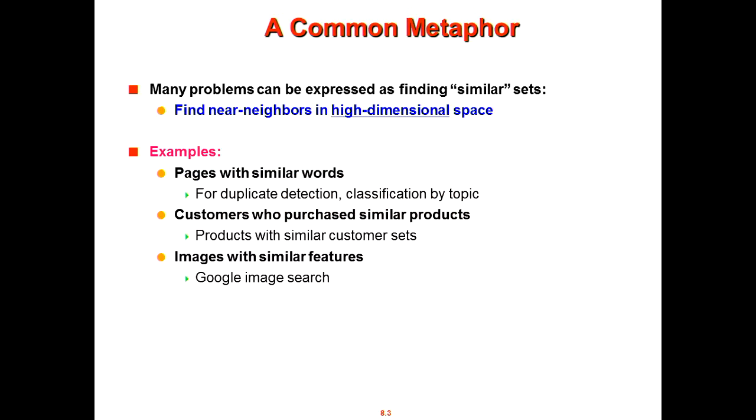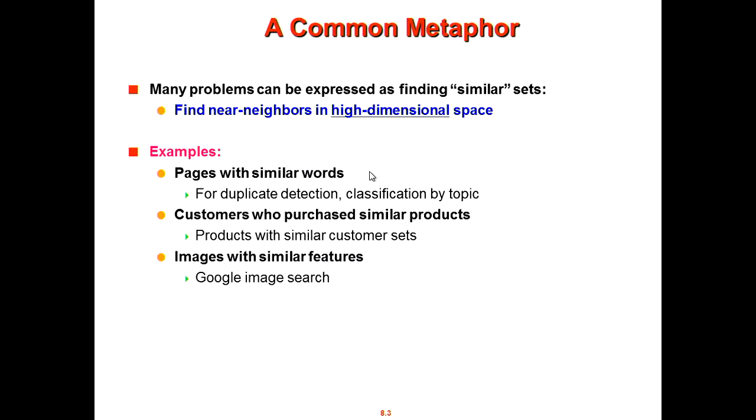Many problems can be expressed as finding similar sets or similar pairs. For example, in high dimensional space, we can find the nearest neighbor for a given object. This is called a similar pair because they are very close to each other, their distance is very small, and their similarity is very high.